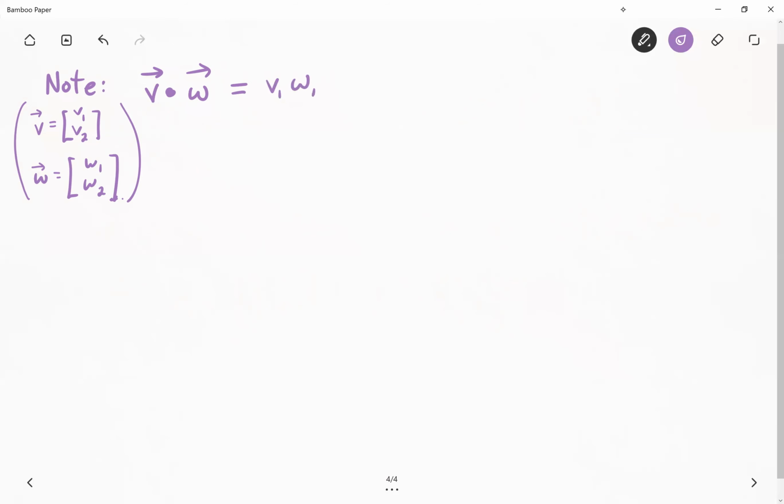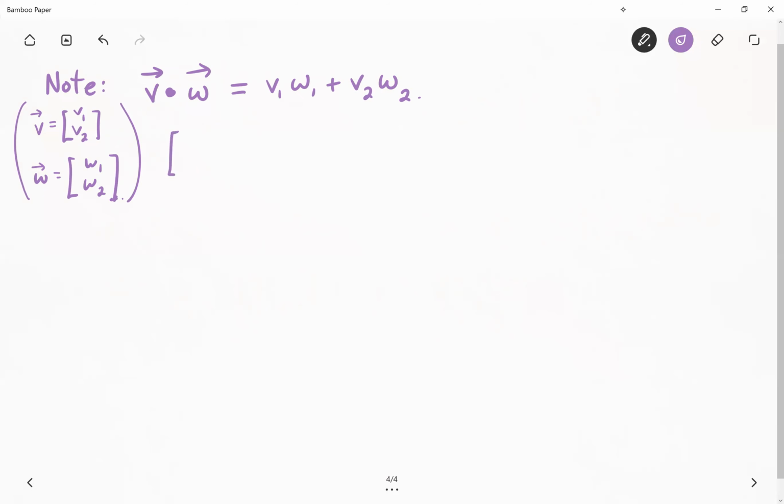So another thing I'd like you to take note of involves the dot product and the relationship of dot products to transpose. So let's say we have two vectors, call them v and w. Let's say v is the vector v1, v2, and w is the vector w1, w2. If you calculate the dot product of these two vectors, we get v1 times w1 plus v2 times w2.